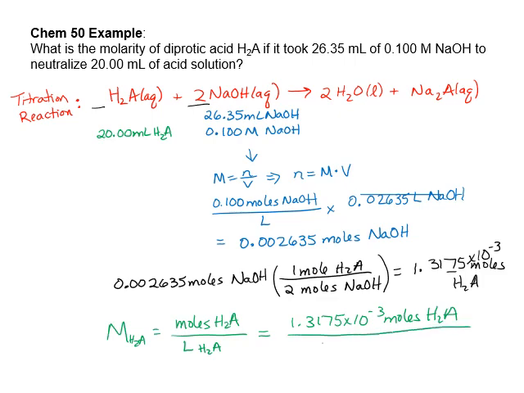20 milliliters in terms of liters is 0.020. And when we do the math on that, we get that our concentration was 0.6588 molar of our H2A.